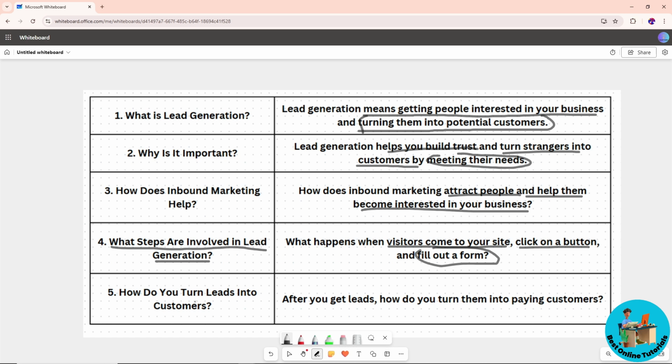So guys, how do you turn leads into a customer? So guys, after you get leads, of course you turn them into paying customers. So in order for you to do that, you have to meet their needs. And guys, after you meet their needs, of course they will get interested in your business, and they can potentially be your customer, and they could become a paying customer.